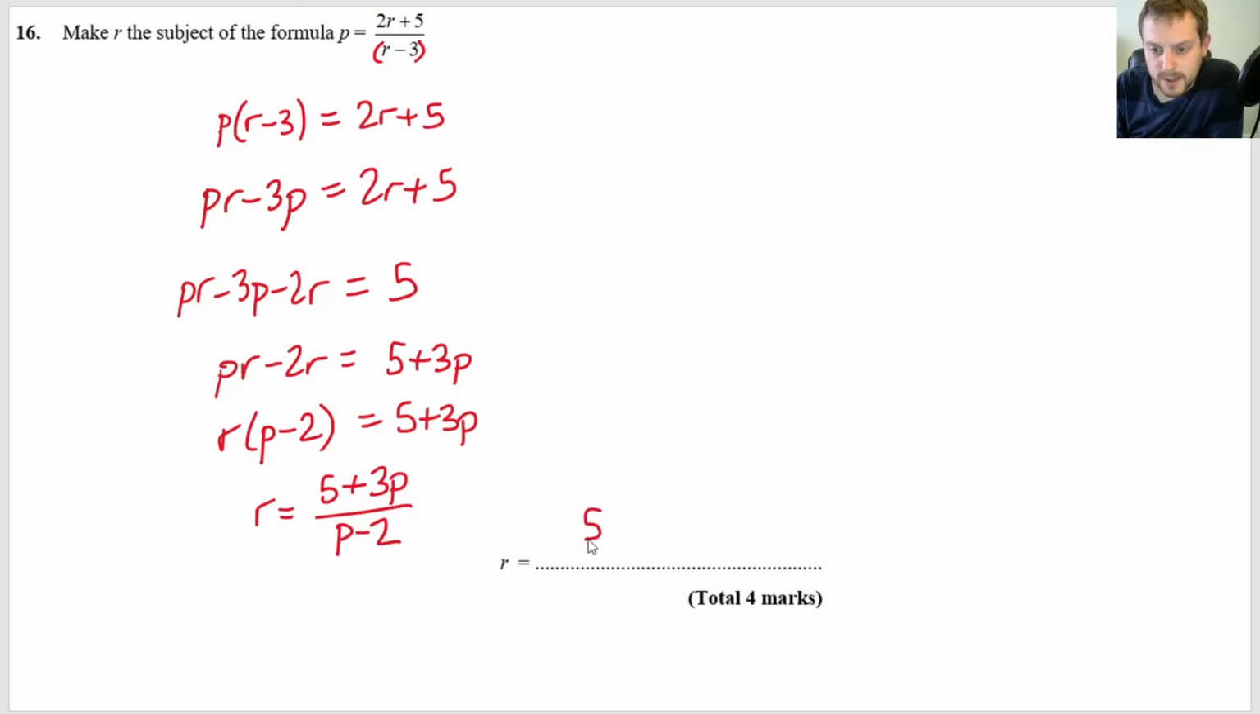So I'll write the answer here. So 5 plus 3p over p minus 2. This is something that we're going to practice a lot in class, okay? Because after a bit of practice, it could be 4 marks that you can get every time, because the method is always going to be the same. And you can just practice the method.